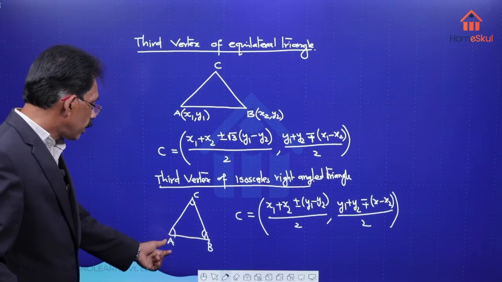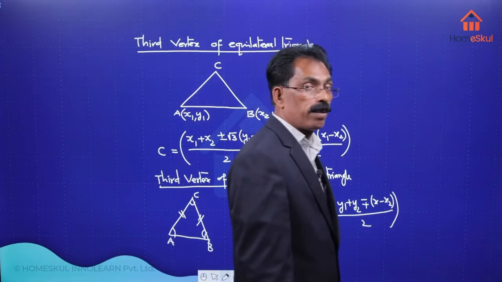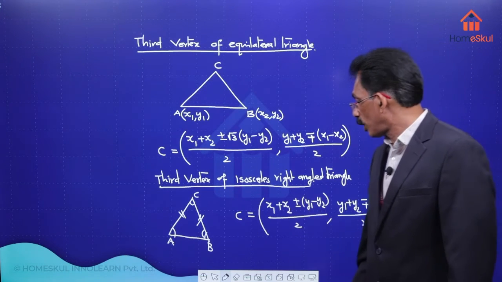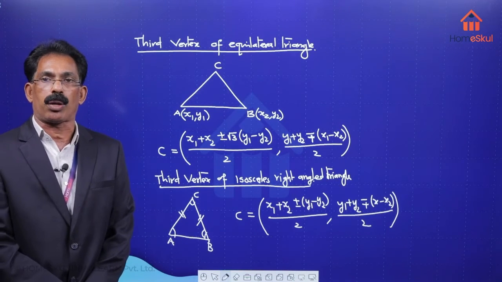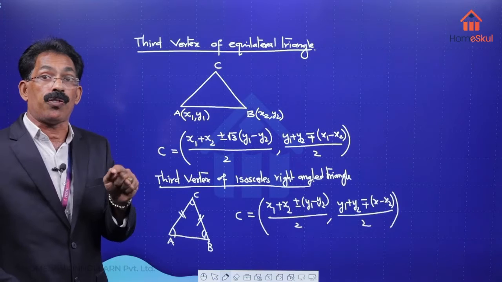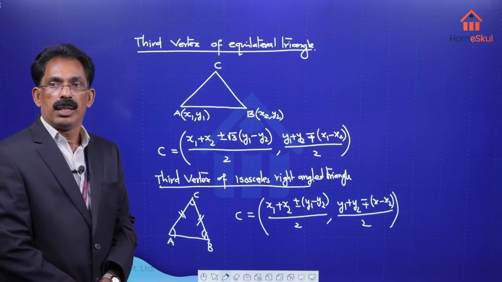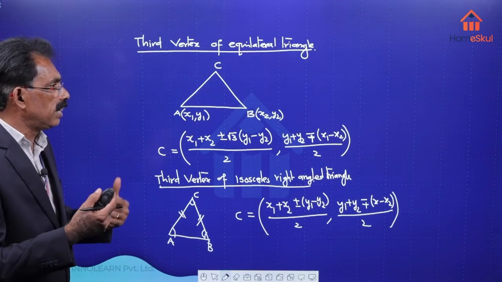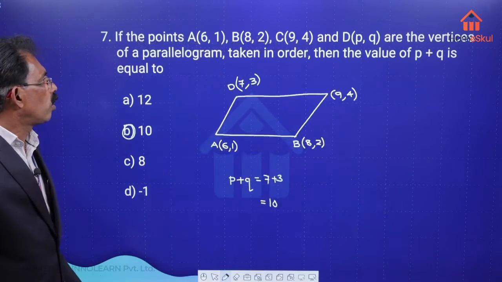Look, the side AC is equal to BC. These two sides are the same. AC is equal to BC and angle at C is a right angle. In this case, you can get the answer: x1 plus x2 plus or minus y1 minus y2 divided by 2, comma, y1 plus y2 minus or plus x1 minus x2 divided by 2. So please note down these two formulas. Actually, it is a short method for finding the third vertex of an equilateral triangle, and the second case is a right angled isosceles triangle. For other types of triangle there is a formula, but we are not discussing it here. It is connected to some trigonometry. That's why we are discussing only these two matters. So I will go to the next question.